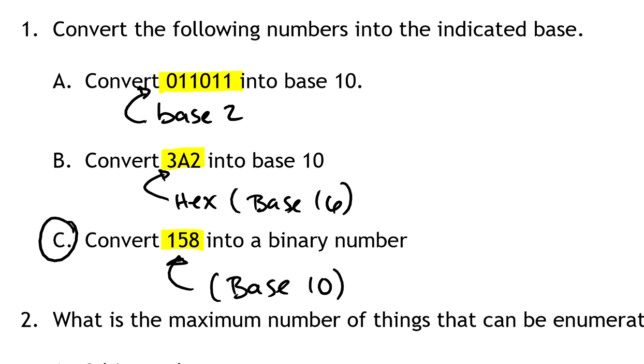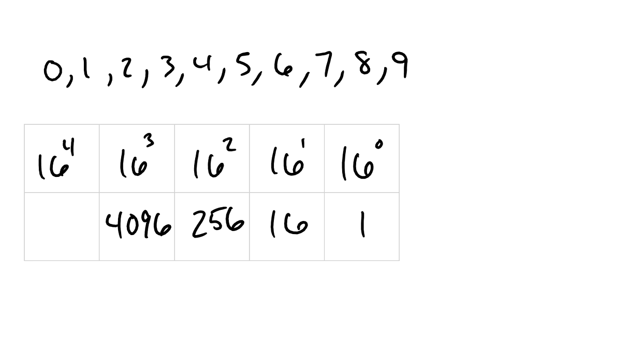The final number we have here is 3A2. That's written in hex, base 16, and you're asked to convert it to base 10. So let's talk about hexadecimal. What does it look like when we're talking about things that are in base 16? Well, in base 16 numbers, just like in base 2 and just like in base 10, right, our bases are that number.